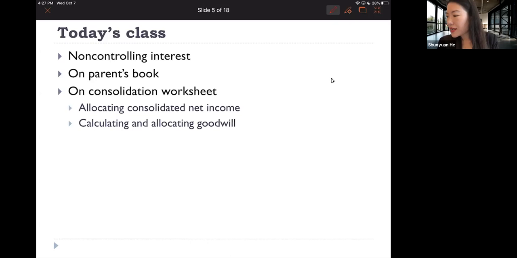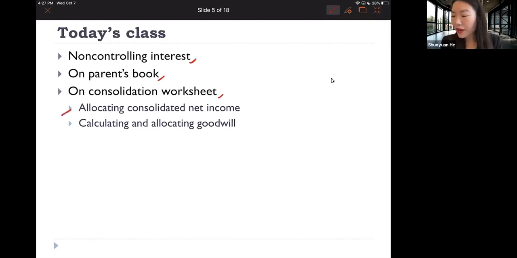So this is how I'm going to organize today's class. This is actually the first part of this chapter. So we're first going to talk about non-controlling interest. What is non-controlling interest? And in the presence of non-controlling interest, I'm going to give you a brief idea how to do consolidation. And then we're going to look at the parent book. And then we're going to look at the consolidation worksheet.